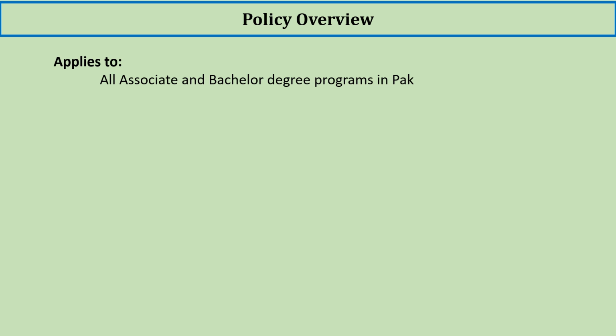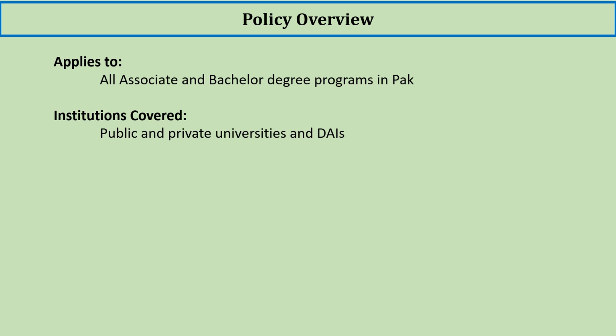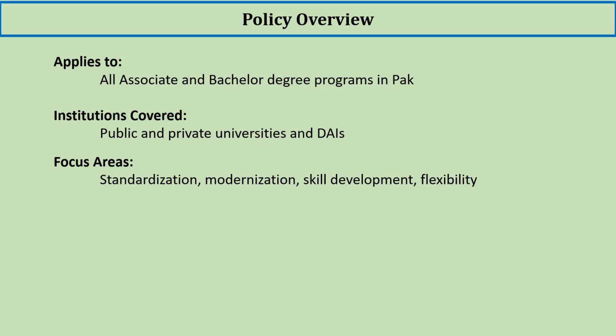UGEP governs all undergraduate academic programs, including 2-year associate degree programs and 4 or 5-year bachelor programs offered across Pakistan. Institutions covered: this policy applies uniformly to all public and private universities and DAIs, ensuring consistency in undergraduate education nationwide. Focus area: UGEP focuses on transitioning from rote learning to outcome-based education. It emphasizes flexibility in degree pathways, industry-relevant skills, and broader learning.